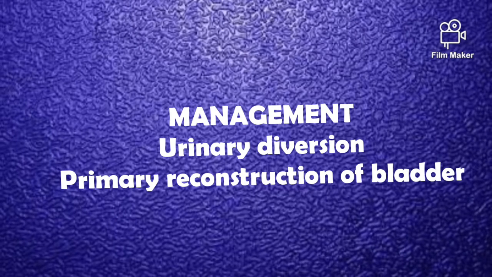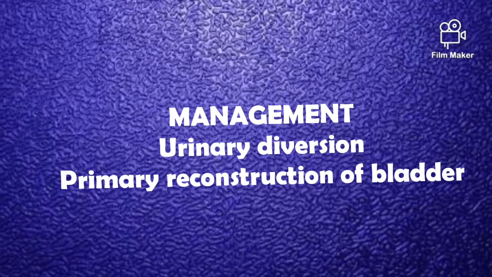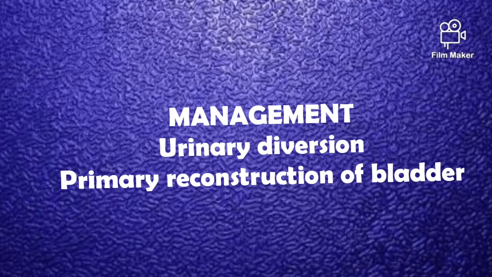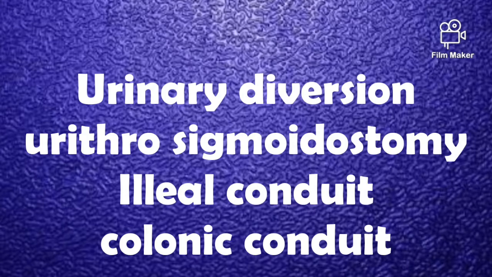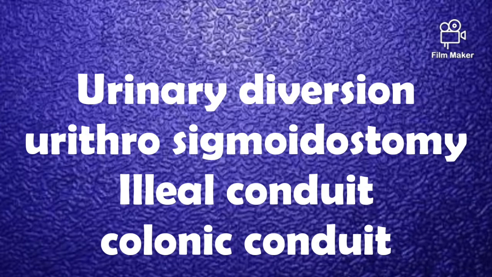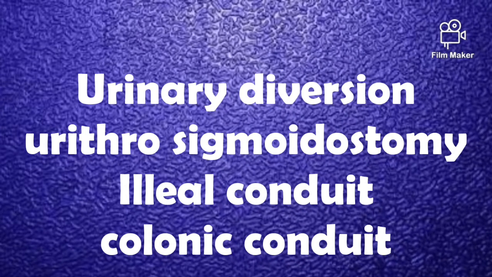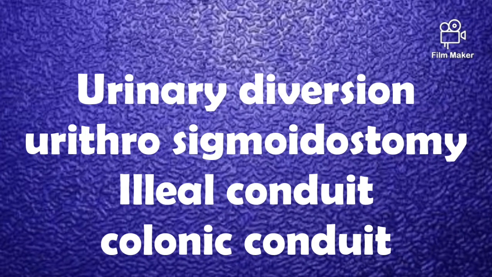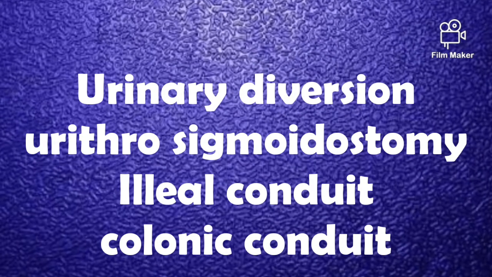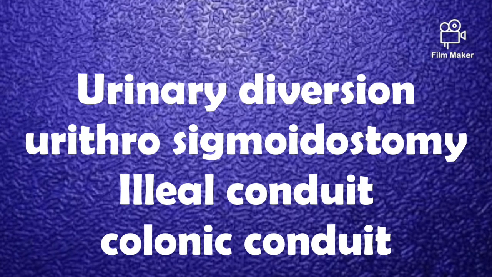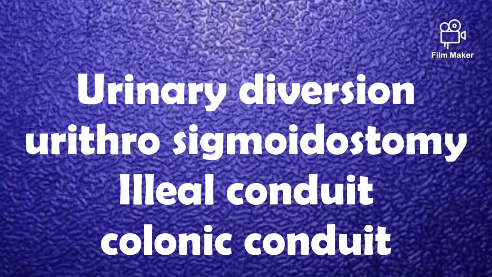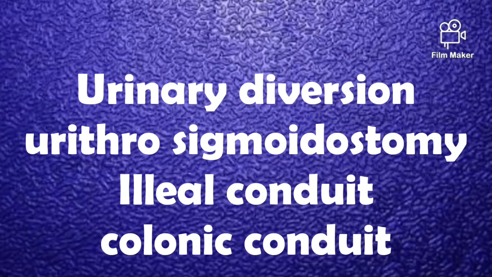There are mainly two types of surgery or surgical correction. One is the urinary diversion, the second one is the primary reconstruction of the bladder. In urinary diversion, the following procedures are performed: ureterosigmoidostomy if there is no anal incontinence, meaning at the time we are making the opening. Then ileal conduit and colonic conduit with anti-reflux procedure.